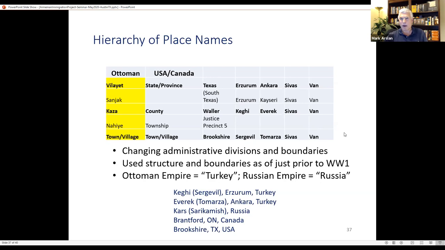Harput is another great example. There were about 30 or 40 different small villages on the plain of Harput.